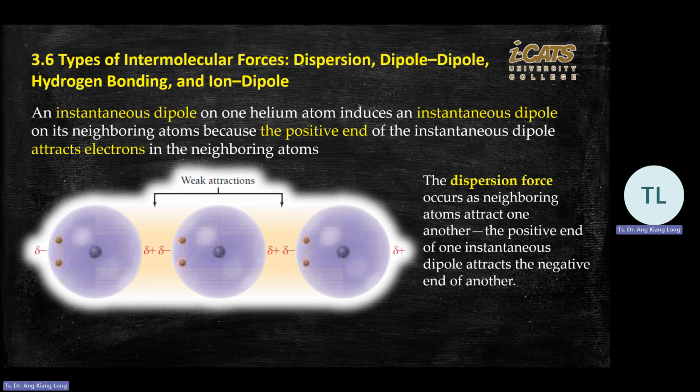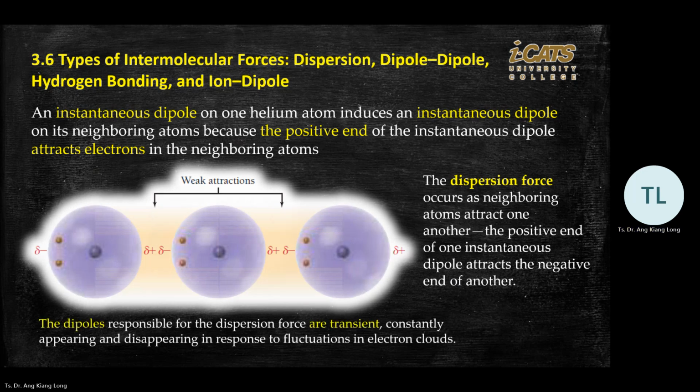So for dispersion force, the keyword is attract one another. How does it attract? By combining the positive and negative instantaneous dipoles. So for dispersion force, we talk about instantaneous dipole. It is a delta positive and delta negative of the atoms. And dispersion force is the weakest intermolecular force among the four.